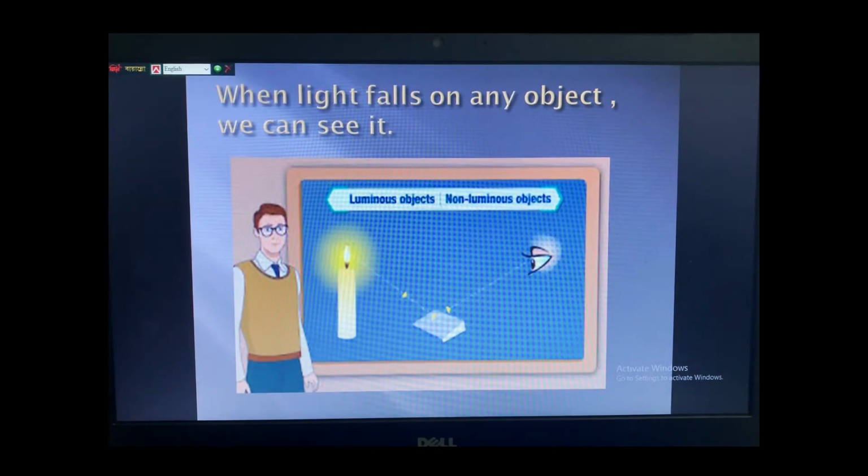When light falls on any non-luminous object, we can see it. In the picture, light from the candle falls onto the book so that we can see the book, as the book is a non-luminous object.